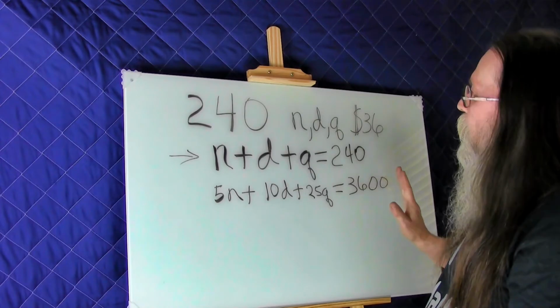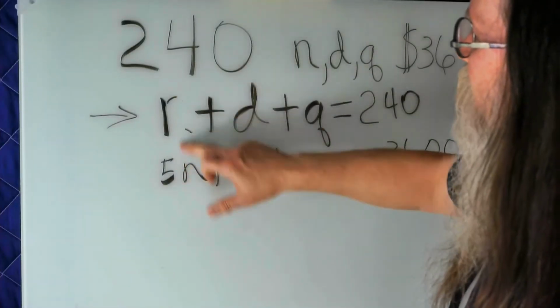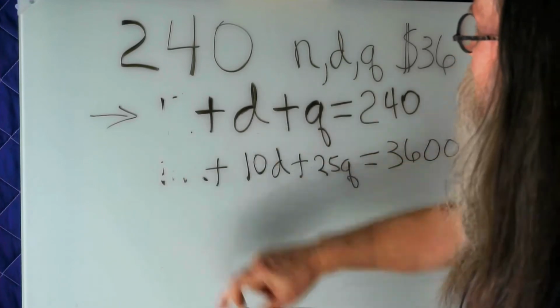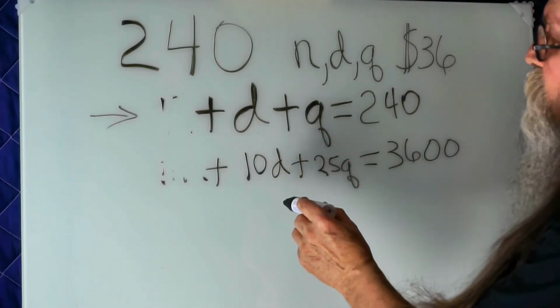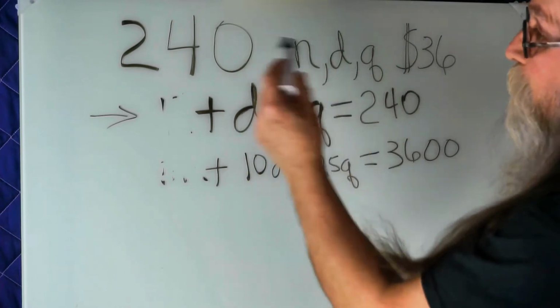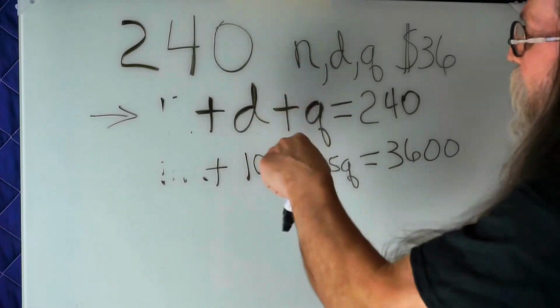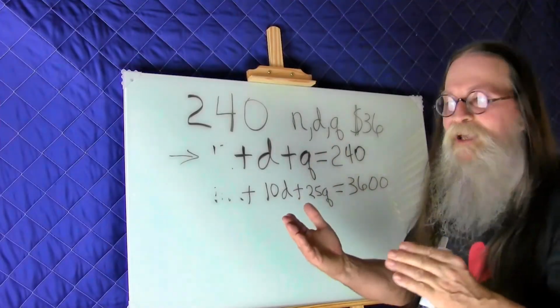So on one extreme, we can get rid of the nickels. Now we have two equations with two unknowns. We can solve this. And then we can put the nickels back and erase the dimes and solve that. And we'll get two answers.